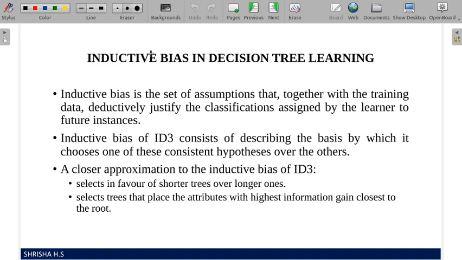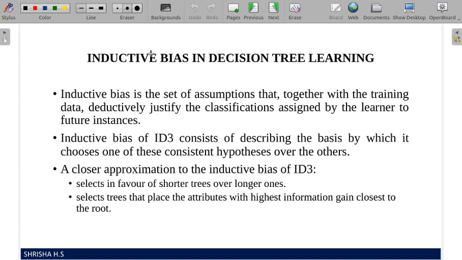So we'll see the first point. Inductive bias is a set of assumptions. Here assumptions means hypothesis. So inductive bias is a set of assumptions that together with the training data, that means the set of hypotheses consistent with the training data, that's how we have to take the meaning, deductively justify the classification assigned by the learner to the future instances.